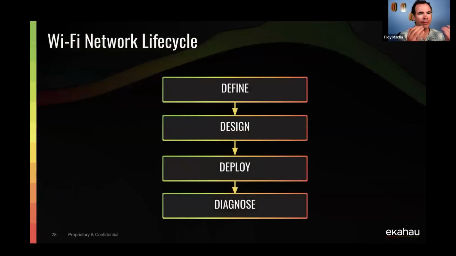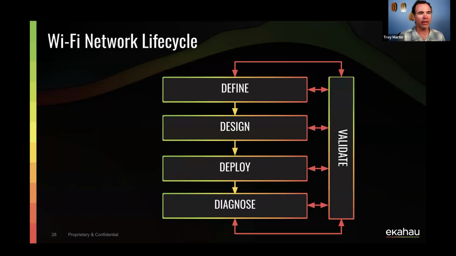Yeah, so to summarize, we have the 4Ds as part of a good network lifecycle design process. But in addition to this, something that you should be considering is at each one of those 4 steps, you want to validate the information that you've collected, right?